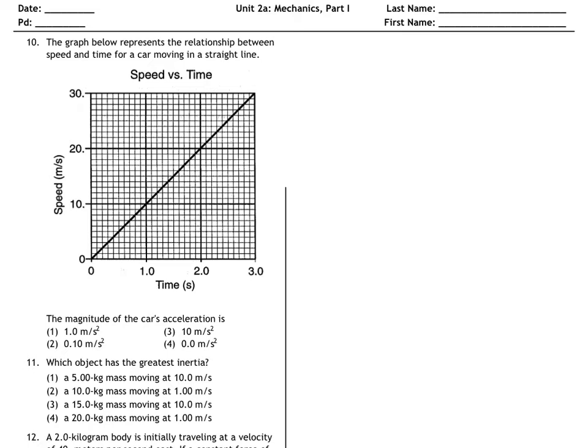So similarly, this question asks me about a speed versus time graph, and it is asking me for acceleration this time. So since the unit for acceleration is meters per second squared, the best thing to do here is to find the slope, because it'll be meters per second over seconds. So the magnitude of the car's acceleration is going to be equal to its slope, and the slope here, let's see, change in y is going to be from 0 to 30, and the change in x is going to be from 0 to 3, and I'm getting 10 meters per second squared.